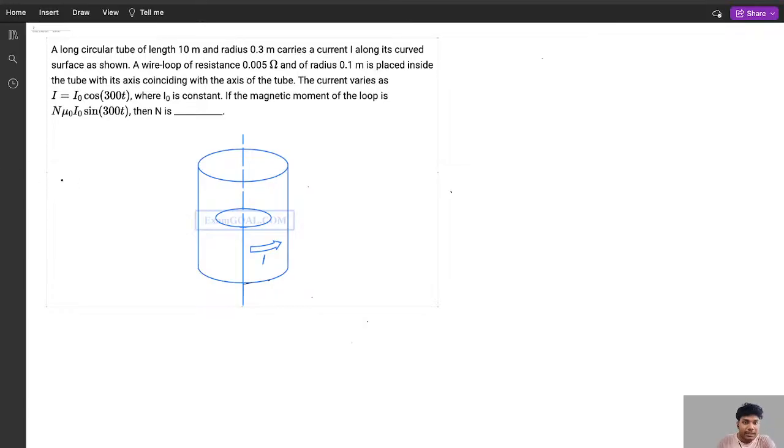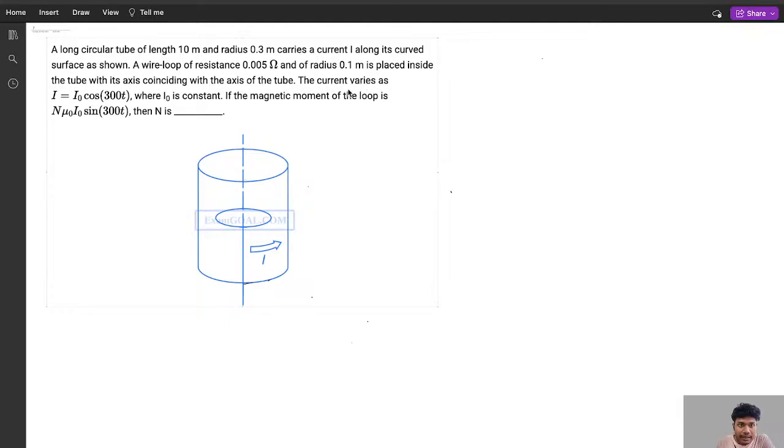Okay. Move to the next question, that is: a long circular tube of length 10 meter and radius 0.3 meter carries a current I along its curved surface. So there is a small wire loop of resistance 0.005 ohm and radius 0.1 meter, placed inside the tube with its axis coinciding with the axis of the tube. Both axes are the same.